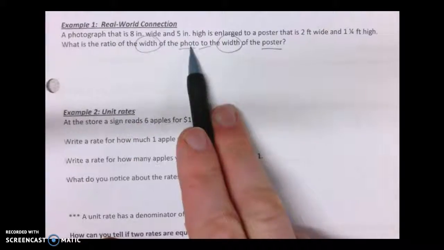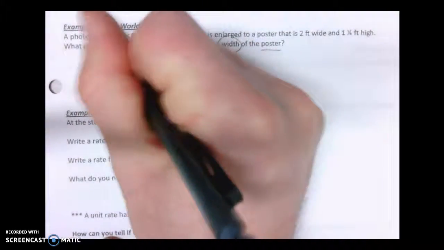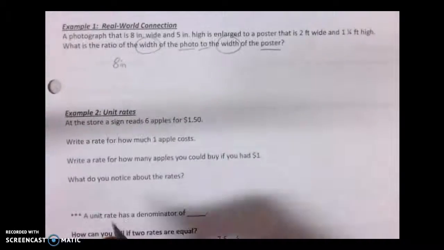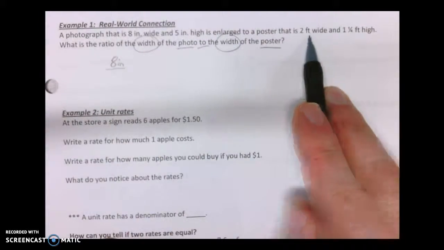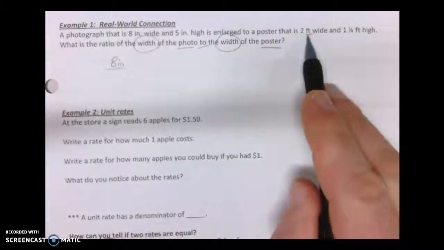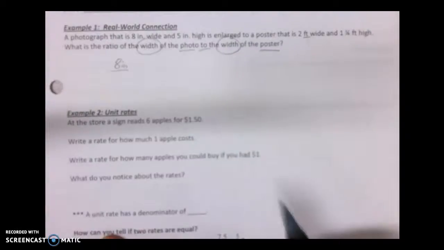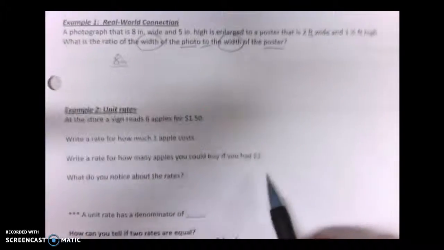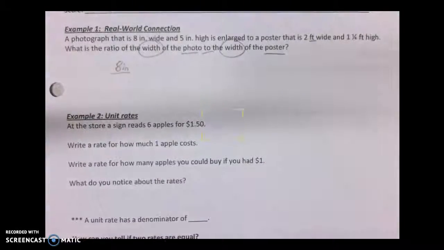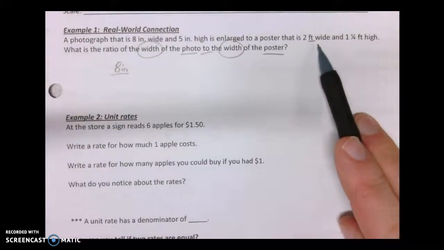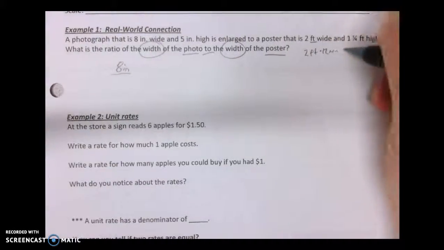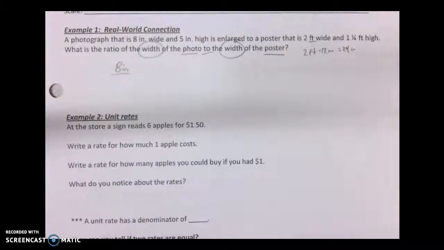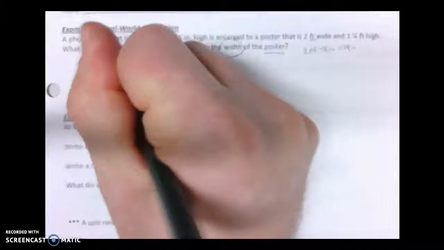So what comes first, the width of the photo, that's 8 inches. That's going to go on top of my fraction, 8 inches. Compared to, this is a ratio, so we're comparing two quantities, to the width of the poster, which is 2 feet. There's a little issue here, though. You cannot have feet and inches when you're comparing. You can't compare apples and oranges, is the saying. So if we have feet and inches, that's a problem. We're going to change this 2 feet into inches, because that's the easier of the two. So I'm going to do 2 feet times 12 inches to equal 24 inches. That's what I'm going to put on the bottom.